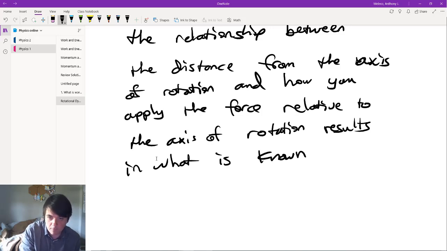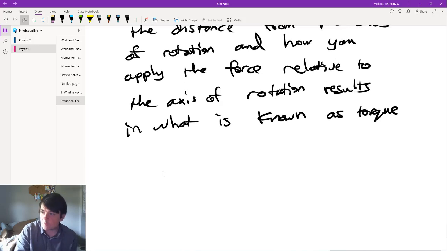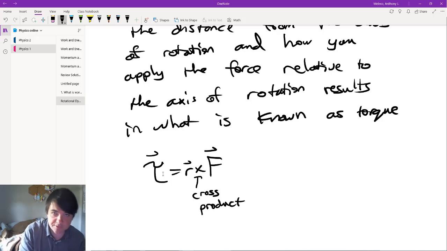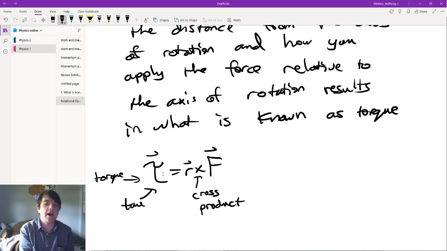What is known as torque. Okay, so let's look at this. Here's the equation. This is what's known as a cross product. We've dealt with a dot product before, but this is a cross product, and here's torque. It uses tau, and this is torque. So that symbol is tau, which is the symbol for torque.